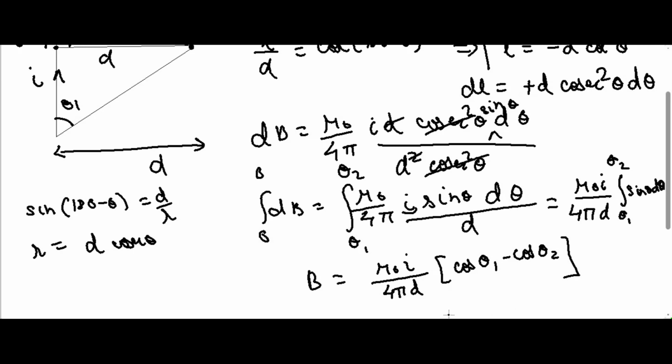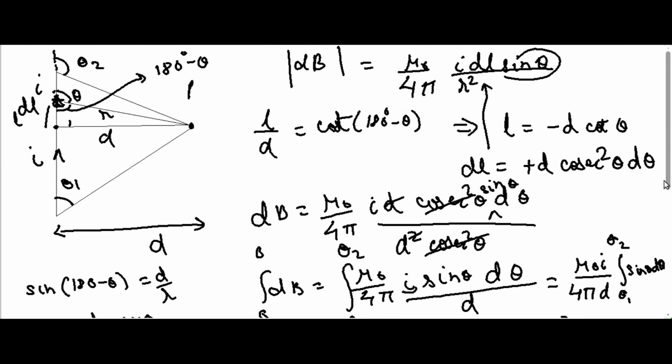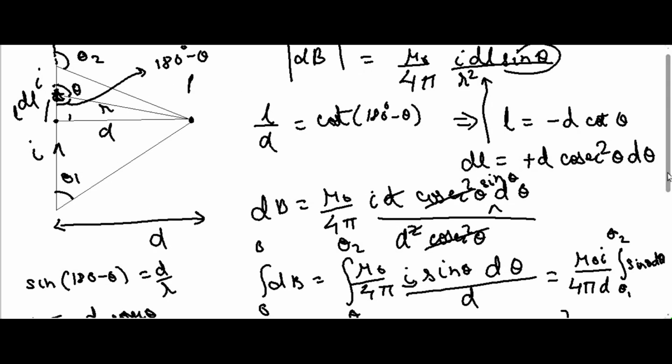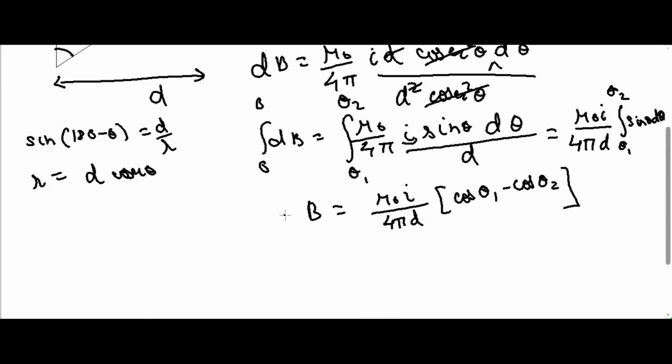So this is a general case where there is an arbitrary length of the wire, which makes an angle theta 1 and theta 2 from our point of interest. For that, the magnetic field at any point P, which makes an angle of theta 1 and theta 2 with the wire and is at a distance d, will be given by mu naught I by 4 pi d times cos theta 1 minus cos theta 2. Now let us do some general cases.